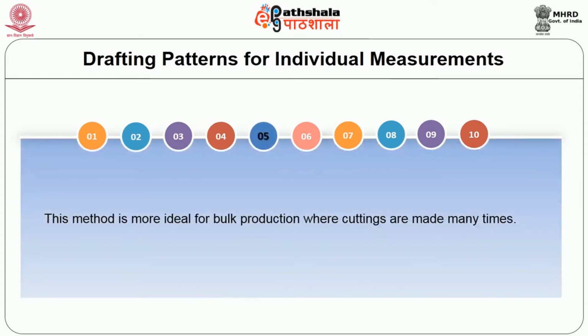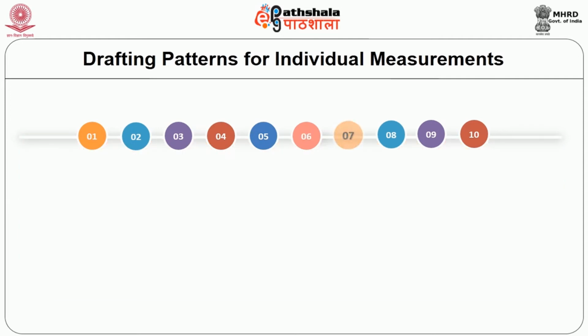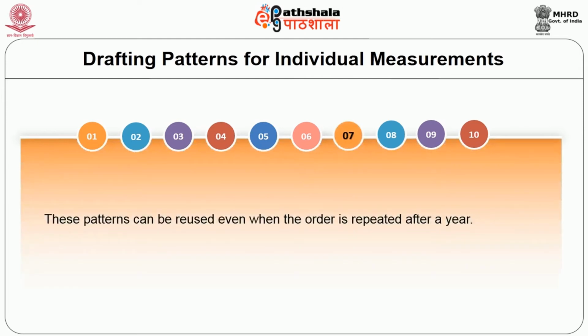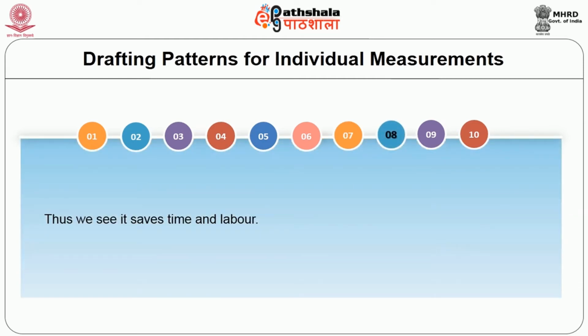This method is more ideal for bulk productions where cuttings are made many times. The patterns can be preserved for a longer period of time if it is made on a thick brown paper. For a longer duration, it can be glued onto a chart or cardboard. These patterns can be reused even when the order is repeated after a year. Thus, we see it saves time and labor.